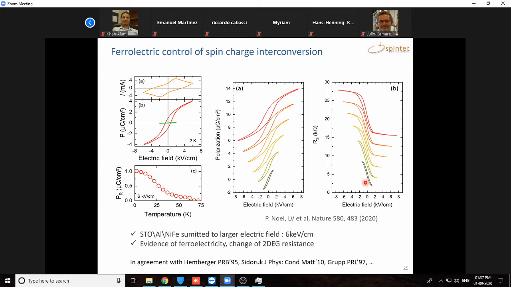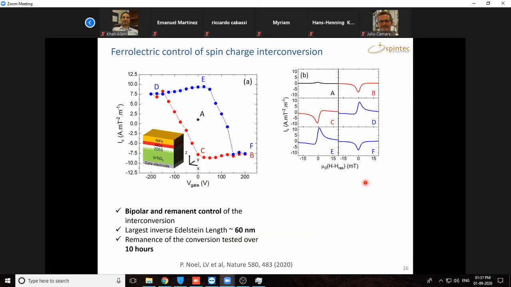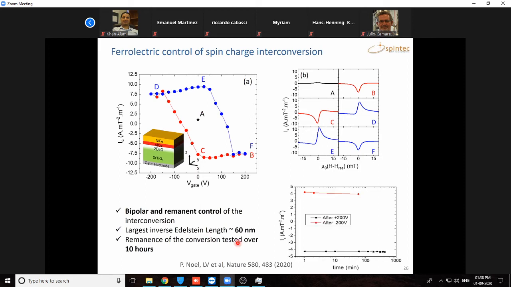And if we do the spin to charge conversion, we see that we have either a large positive or large negative current production that is remanent and bipolar here. And by applying pulses of positive or negative voltages, we can change the sign of the conversion. At remanence, the inverse Edelstein length is extremely large, around 60 nanometer. And we checked also that this remanence stays stable over several hours.